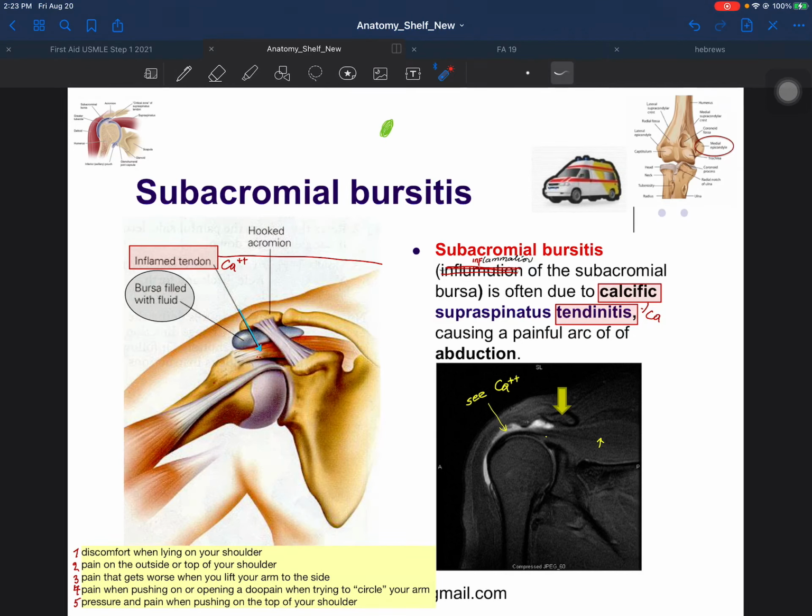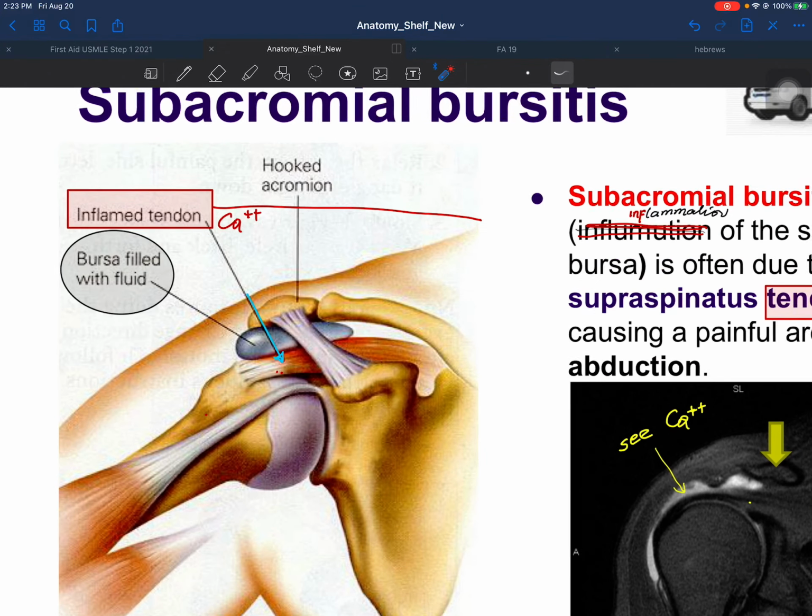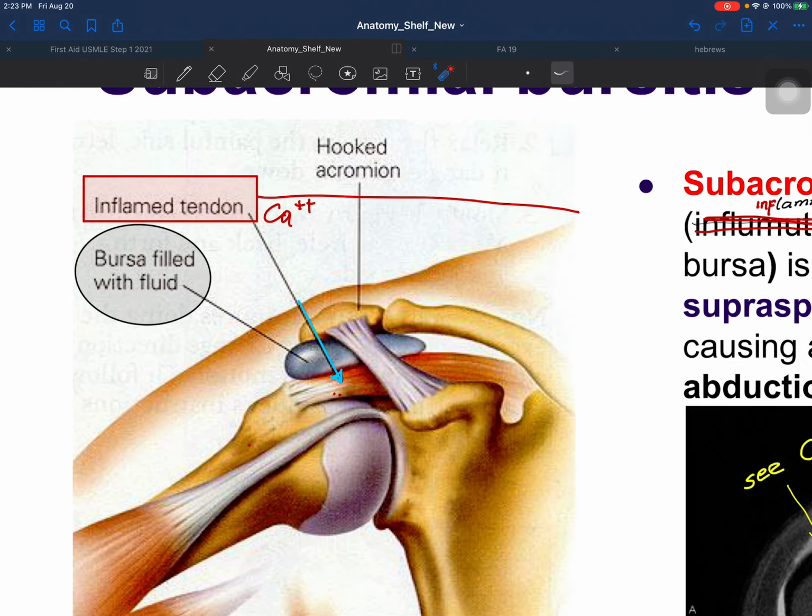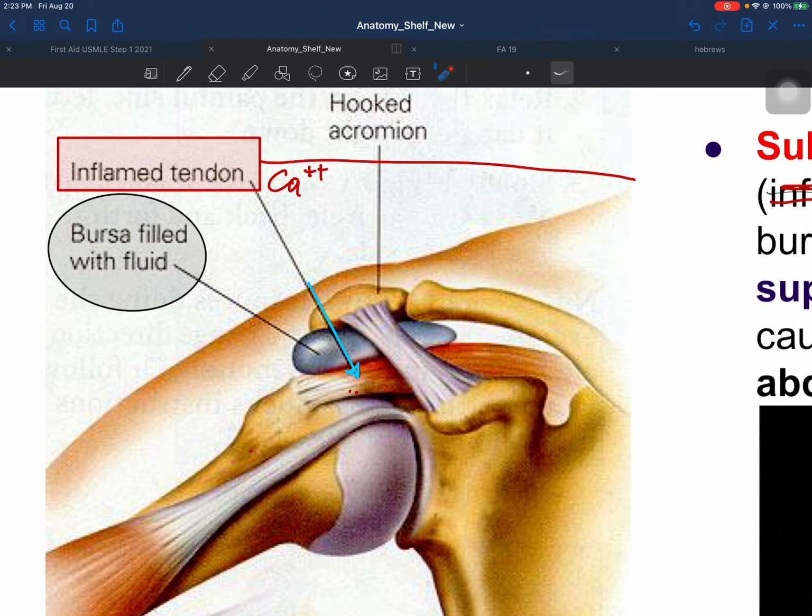So the next one here, we're going to talk about the subacromial bursitis. The subacromial bursitis. So let's see the picture here. In this picture, this is the same joint that we were talking about earlier, which is the shoulder joint right here, this joint here. So in this joint, you can see here the scapula in this area.